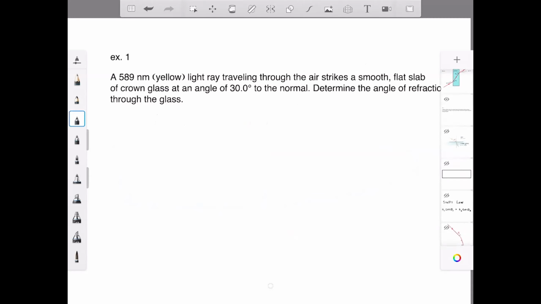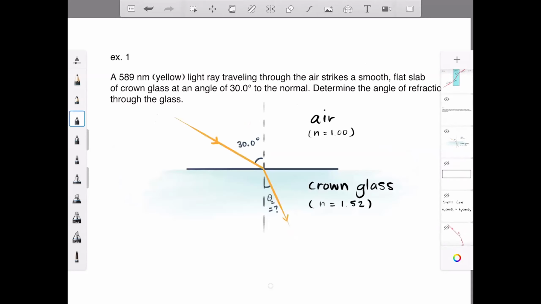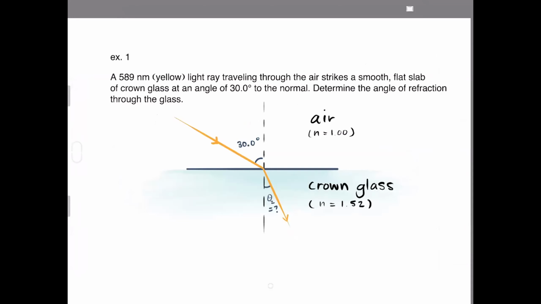Example 1. Says here, a yellow light ray traveling through the air strikes a smooth, flat slab of crown glass at an angle of 30 degrees to the normal. Determine the angle of refraction through the glass. So here is a picture of what this looks like. You have your air. We could approximate the index of refraction to be 1.00, and the crown glass has an index of refraction of 1.52. We know that theta 1 is 30 degrees, so we've got to figure out what theta 2 is.